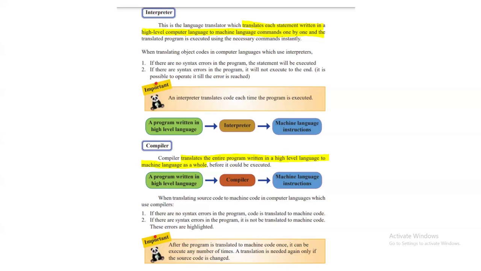The compiler translates the entire program to the lower-level machine language as a whole. If there are no syntax errors, the code will be translated to machine language. But if there are syntax errors, it won't translate fully. If you have done Pascal coding, you may have seen that it points out the errors and won't do any execution. So Pascal has a compiler to do the translation.